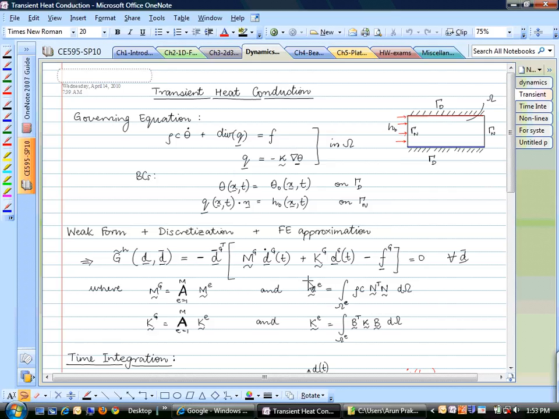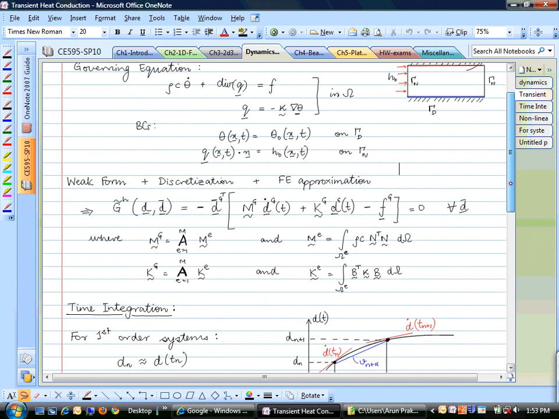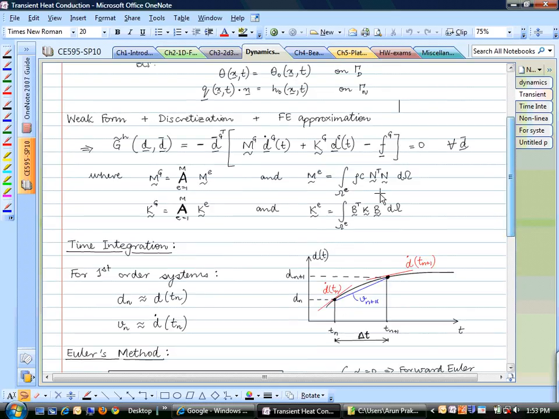And the form of this heat capacity matrix is very similar to our mass matrix. Instead of rho N transpose N, we have rho c times N transpose N. This is also the consistent heat capacity matrix. All right, so how do we solve a first order ordinary differential equation?